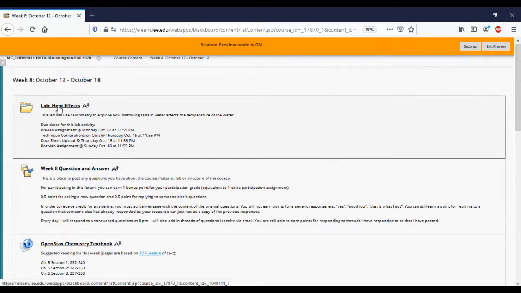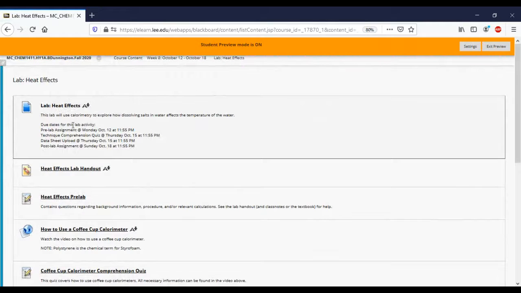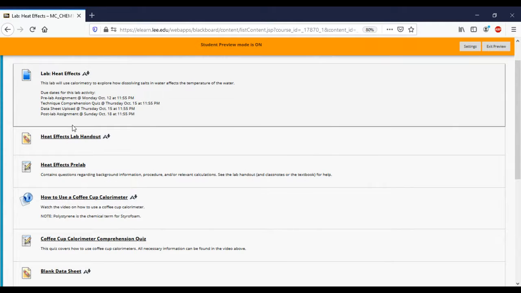I do want to note this heat effects lab. In the heat effects lab, you'll be doing some analysis of changes in temperature corresponding with some processes, namely dissolving salts. This is one of those labs where there are supplies that you can use in your kit to do it, but you do need a thermometer, and there's a chance that not everybody got a thermometer in their kit.